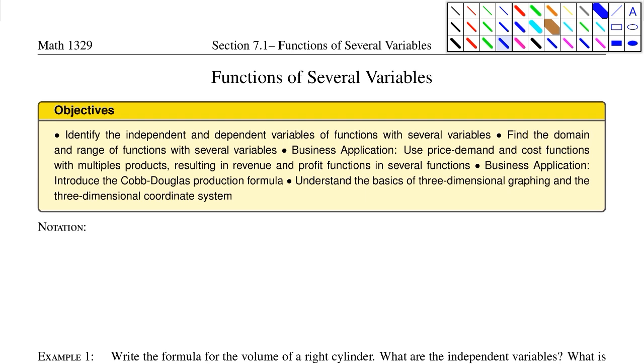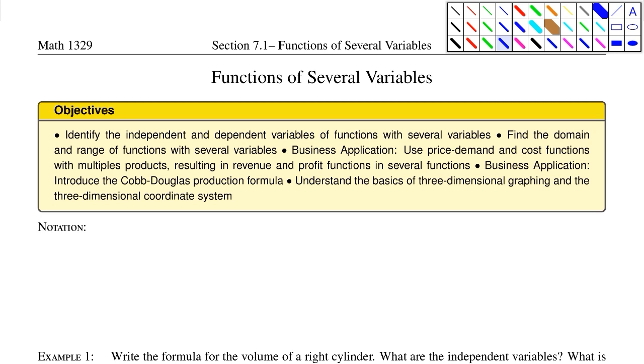In this chapter, we'll be looking at functions of several variables and the calculus behind them. In section 7.1, we just start with a primer on how to deal with functions of several variables. Up to now, you've only dealt with a function of a single variable, usually the x or t for time or maybe q for units.